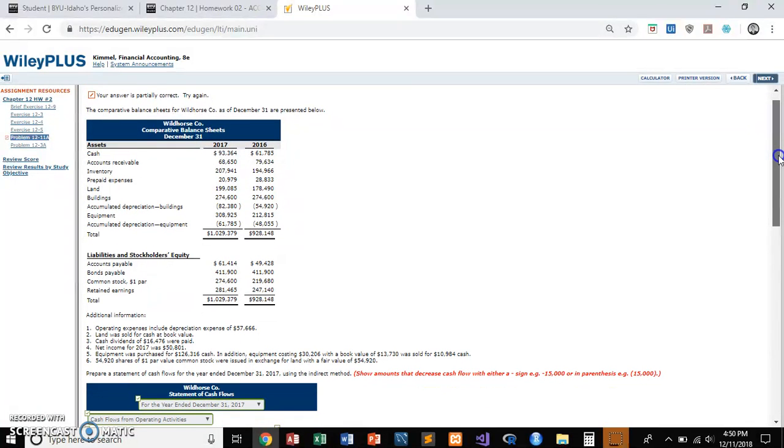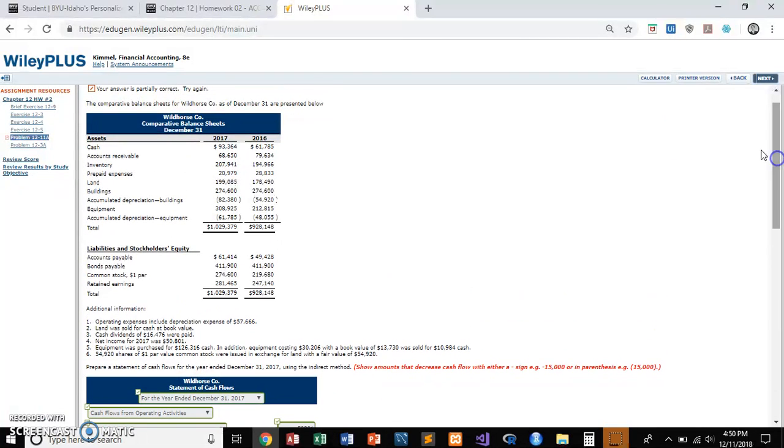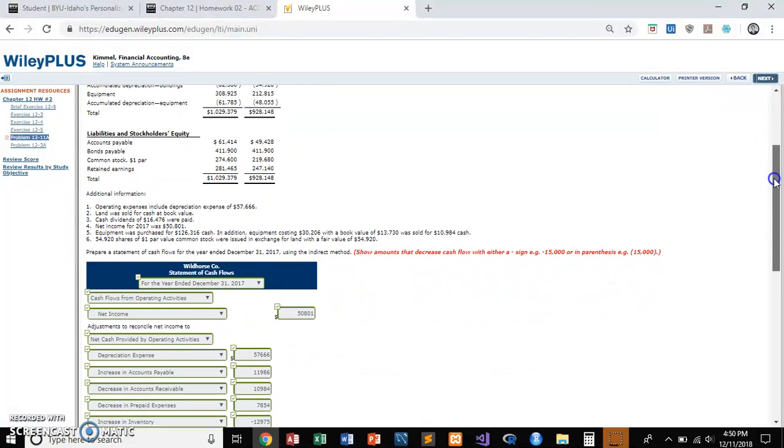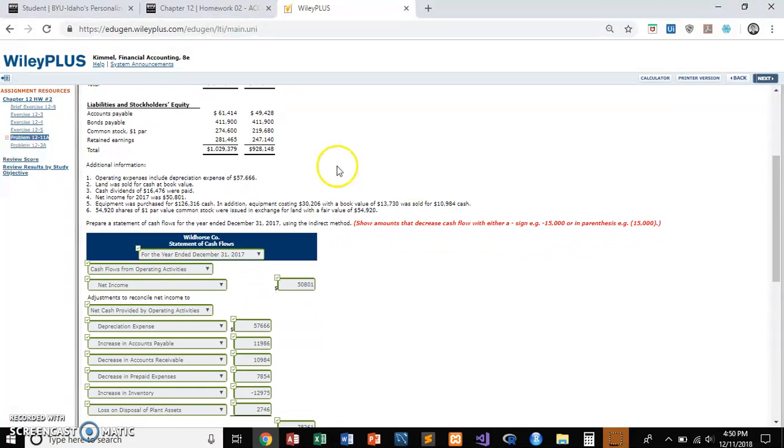So we start with some information about Windhorse Corporation up here. And then we come down and it wants us to prepare a statement of cash flows for the year ended December 31st, 2017. So obviously we're going to put that in. Then we start with cash flows from operating activities, and net income, which it tells us is $50,801.